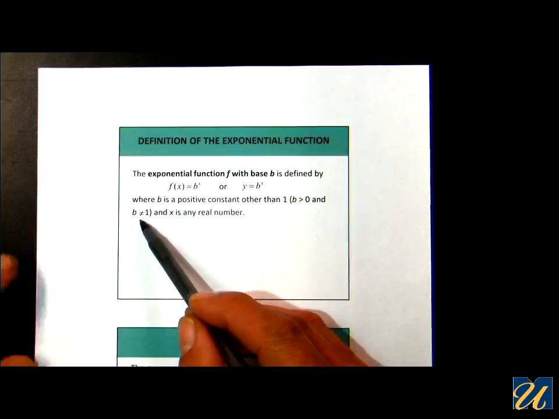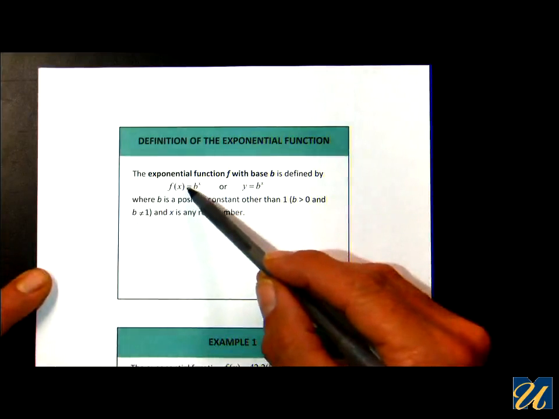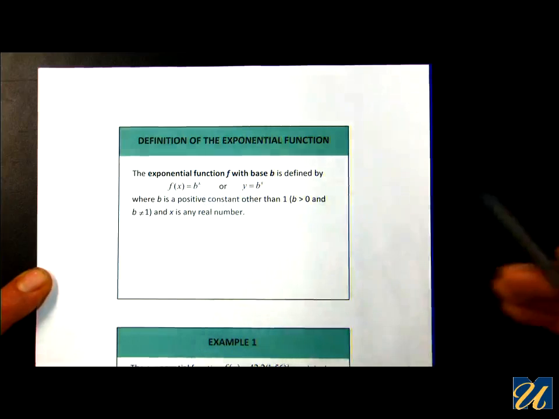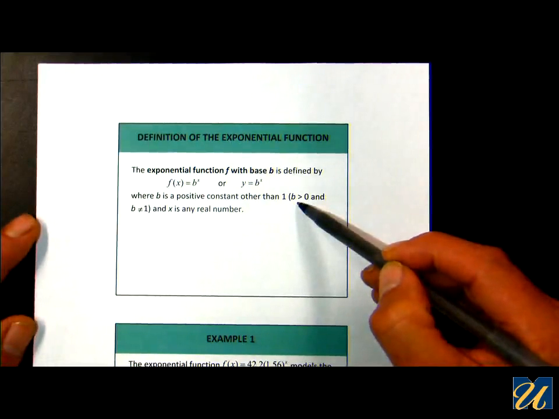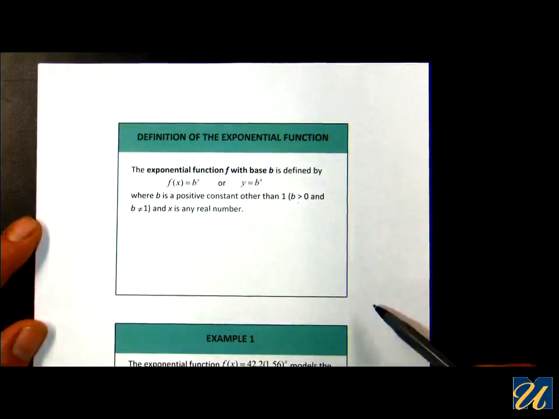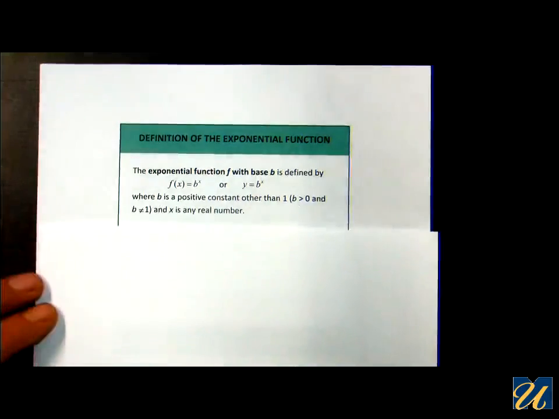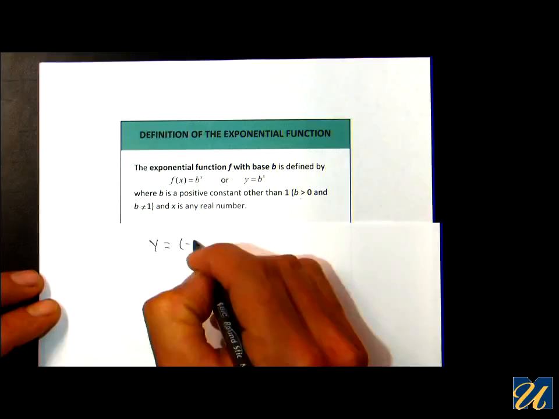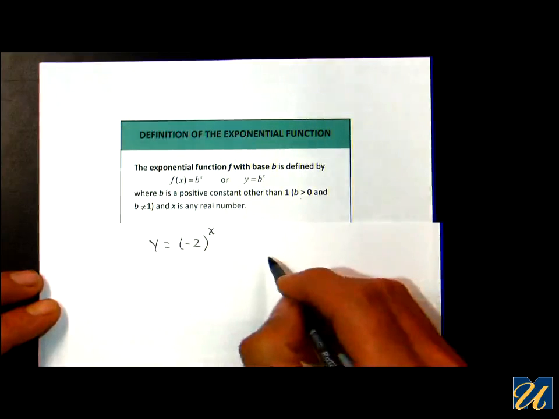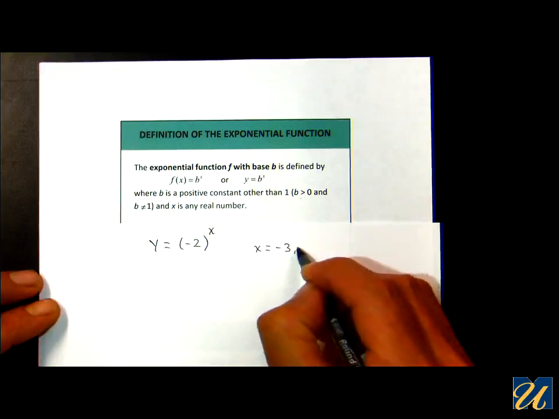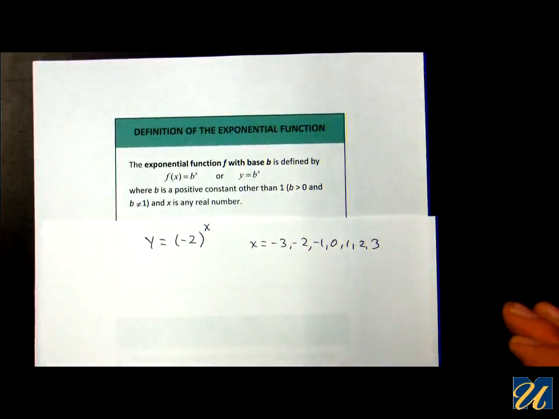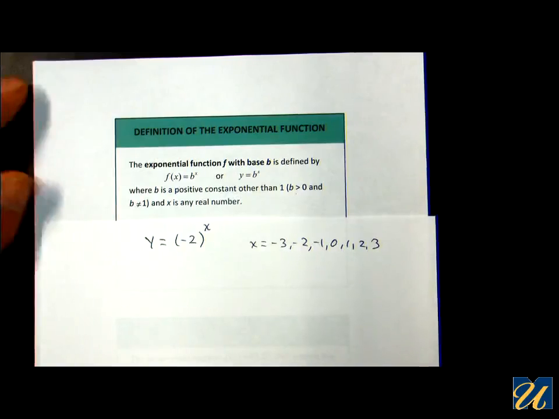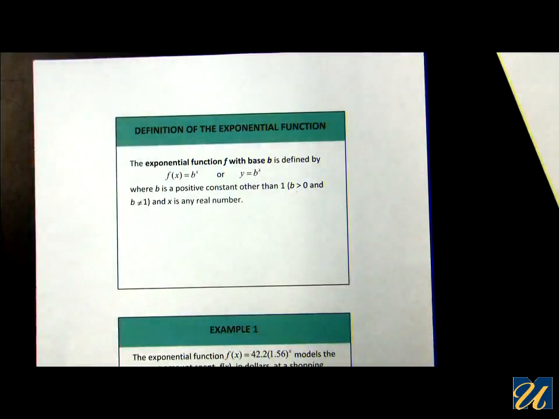Now, the reason why b can't be 1 is then you'd have the function f of x equals 1 to the power x. 1 to the power x is 1 for all x, so that's just a horizontal line, and that's not an exponential function. If b is negative, let's say b is negative 2, I encourage you to try to graph the exponential function y equals negative 2 to the power x, and evaluate that for various values of x like negative 3, negative 2, negative 1, 0, 1, 2, 3, and you'll see that it makes very little sense. So b has to be greater than 0 and not 1.